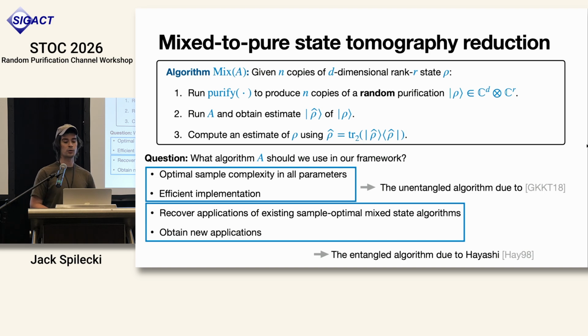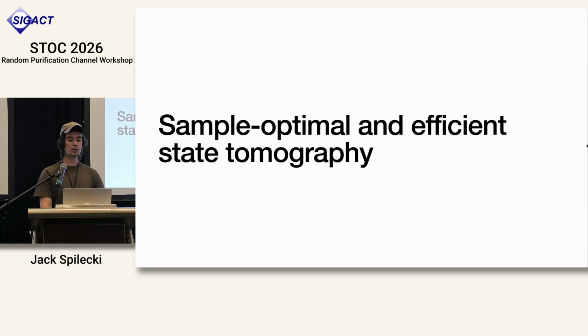That's true. Whereas we could use Hayashi also to do the optimal sample complexity, as John just said, it's not known to be efficient. So we would miss this second goal if we just used Hayashi's algorithm. Okay, so let's start with this first algorithm and use it to get sample optimal and efficient mixed state tomography.